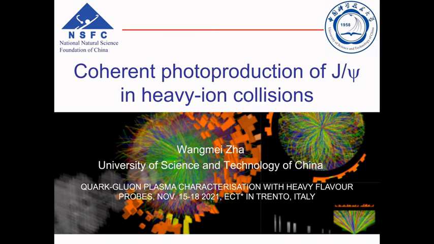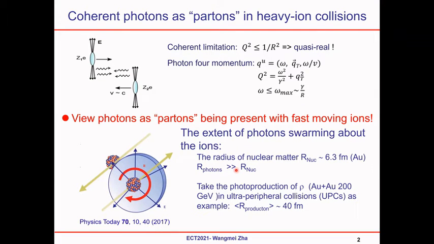Since this is the first talk in the session, I would like to give a brief introduction to photon production in heavy-ion collisions. In heavy-ion collisions, the colliding nuclei are moving with a speed close to the speed of light. Due to the Lorentz contraction, the electromagnetic field is very similar to that of real photons. So Fermi first suggested replacing this electromagnetic field by a flux of quasi-real photons. This is where the photons come from.